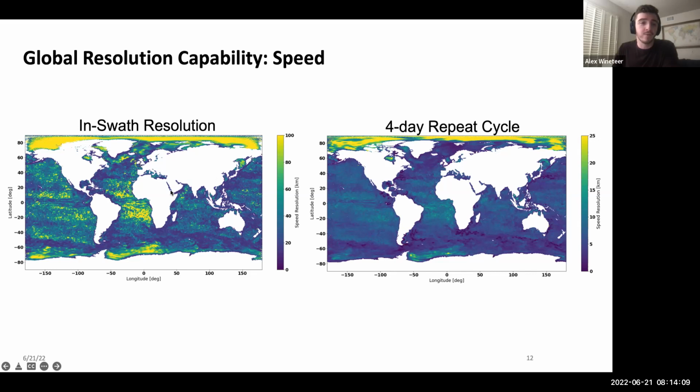In places where we have weaker currents, we're getting resolutions that are more like 70 kilometers, depending on where we are in swath. However, for a 4-day repeat cycle, we can do much, much better. We can really resolve the grid scale down to 10-kilometer resolution for almost the entire globe.